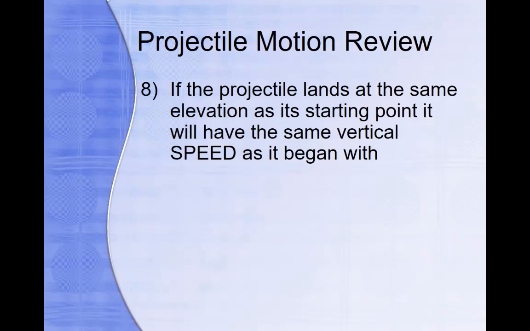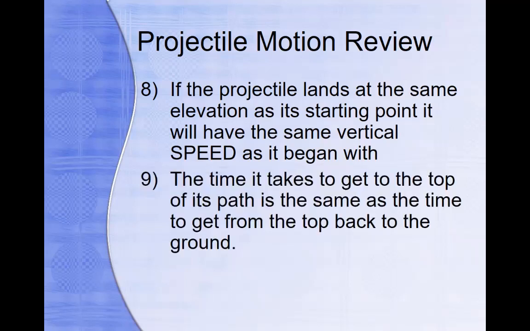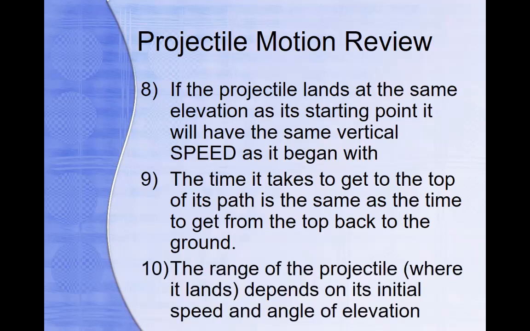If the projectile lands at the same elevation as the starting point, at that point, it will have the same vertical speed as it did to begin with. But remember, it's a vector, so the velocity is different because of the direction. Same speed, not the same vector. And the time it takes to get to the top of the path is the same as the time it takes to get back to the bottom. So we can actually divide the parabolic motion into two even pathways.